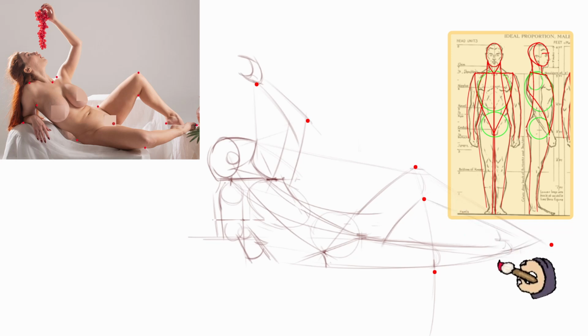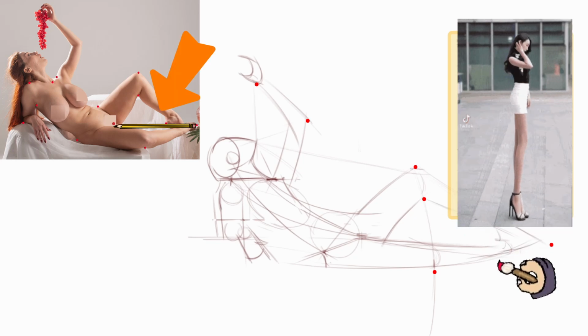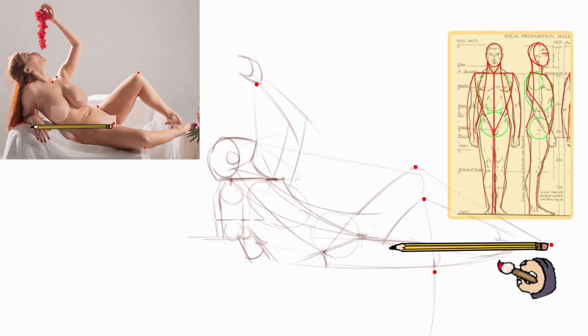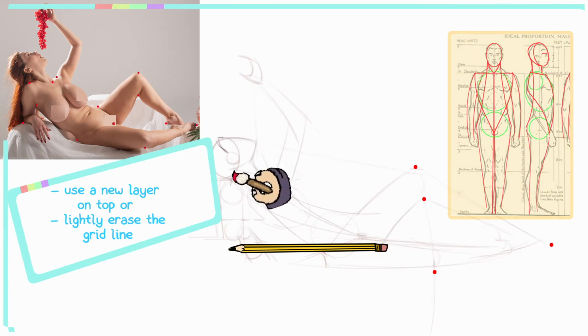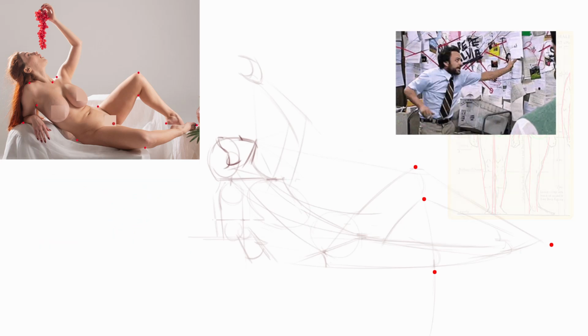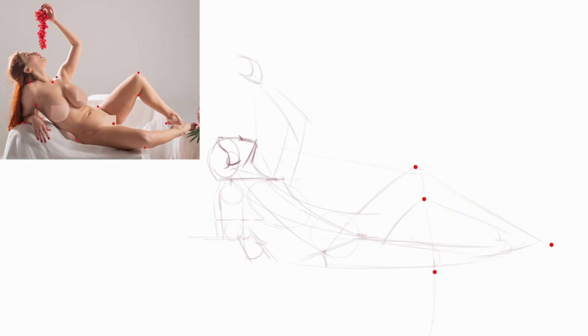We can now do a quick check between the lower half of the body and the upper half. From the tip of the toe to the pelvis point is the length of the pelvis point to the shoulder. Now onto the cleanup phase. The grid lines are a bit messier than I would like to see. I think this means that I'm not really used to drawing reclined figures.